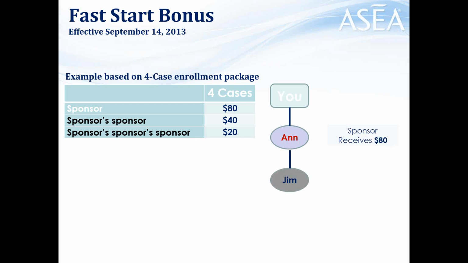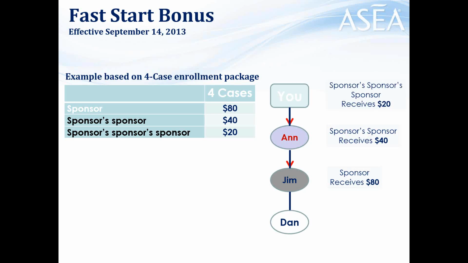When Ann goes out, let's say she signs up Jim. Ann receives 80, you receive 40. It's paid through multiple tiers or multiple levels. If Jim goes out and enrolls Dan, then Jim gets the 80, Ann gets the 40, you get the 20. That's where it'll stop. It's paid out through 3 levels.